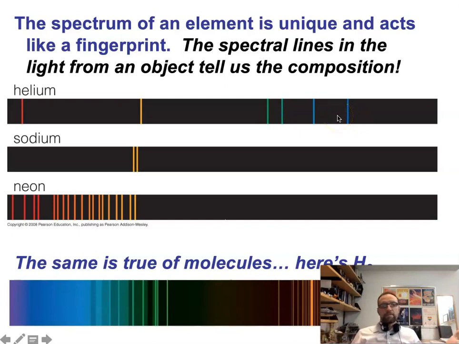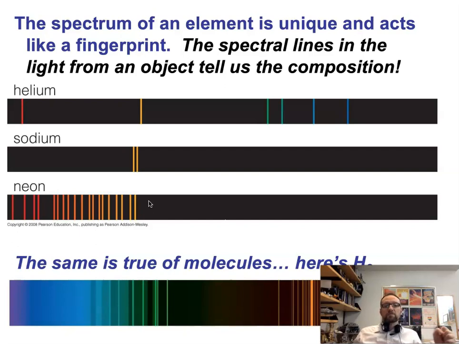So if I look at a nebula out there in the universe, I take the light from the nebula, I shine it through a prism, I look at the spectrum. If I see this one red wavelength, this one yellow, these two greens, and these two blues, I know there's helium in that nebula. Whenever you heat up sodium, you get these two specific yellow wavelengths. That's it. Whenever you heat up neon, it gives off a whole bunch of red, orange, and yellow wavelengths, and that's it. And so by looking at that pattern of lines, you can figure out chemical composition.